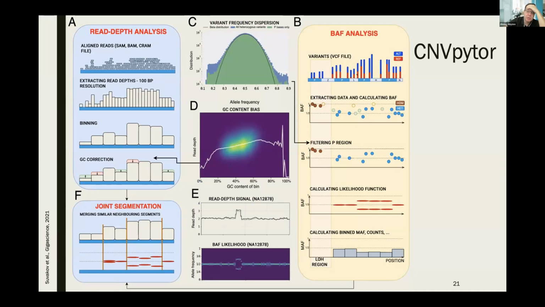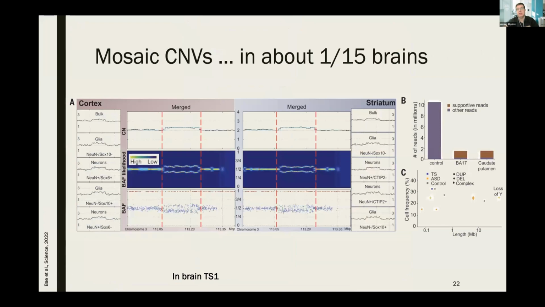So what this approach does, of course, we do a lot of normalization, but the ultimate key feature is that we have these two signals together and we segment them in two-dimensional space. So we have one space for the read depth, one space for the B allele frequency. And when we do segmentation and try to find copy number changes, we use two signals at the same time, which buys you power, statistical power.